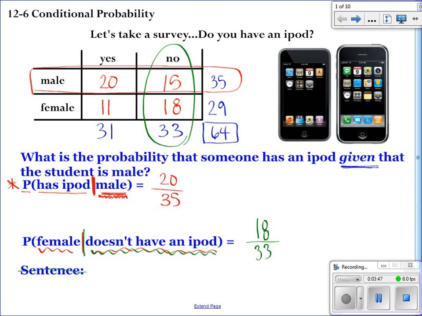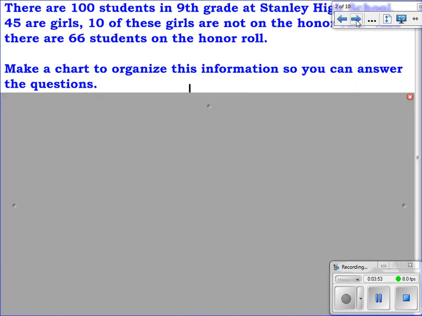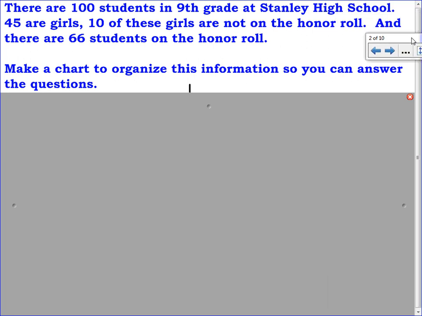Okay, let's try another problem. This one is a word problem. You're going to have one of these on the test. You'll also have one on your homework assignment. Let's say there are 100 students in 9th grade at Stanley High School. 45 are girls. 10 of these girls are not on the honor roll, and there are 66 students on the honor roll. Make a chart to organize this information so you can answer the questions below.